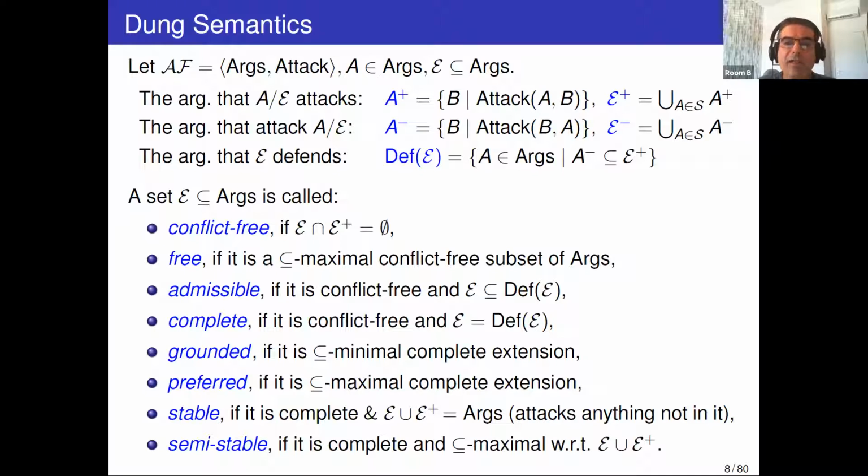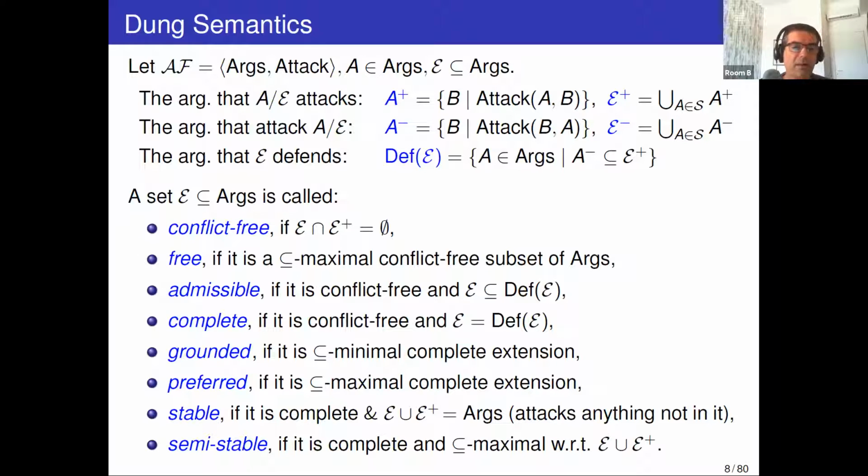And the set of arguments that are defended by E are just the arguments whose attackers are counterattacked by some element in E. In this sense, E defends A. Okay, so here are the basic notions behind the semantics. Suppose that we have a set of arguments E. The set is called conflict-free if there are no attacks between arguments inside E. It is maximal conflict-free if it is maximal with respect to the subset relation. It is called admissible if it is both conflict-free and defends all its arguments. It is complete if it is conflict-free and defends exactly its arguments.